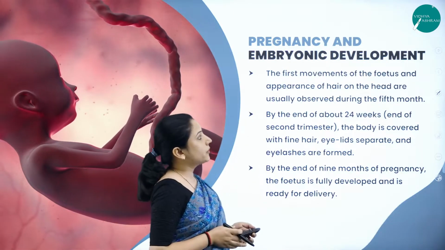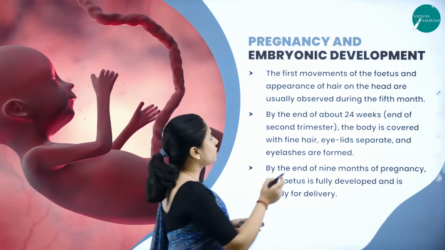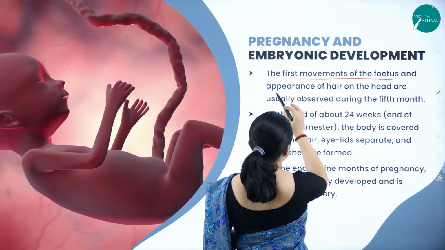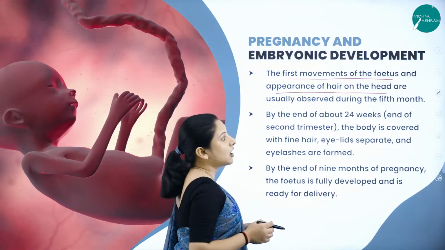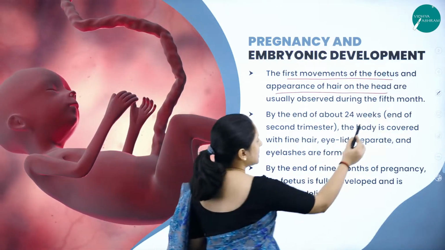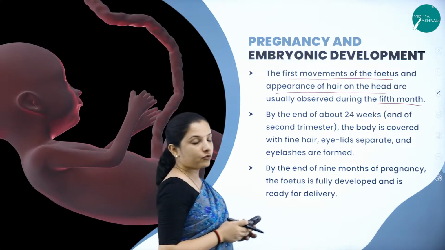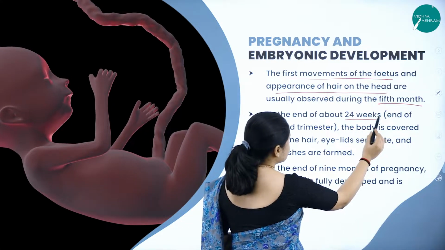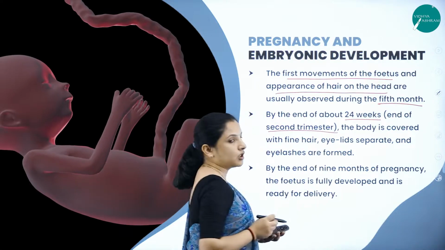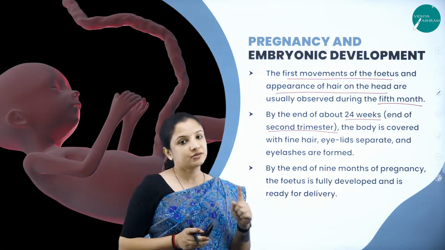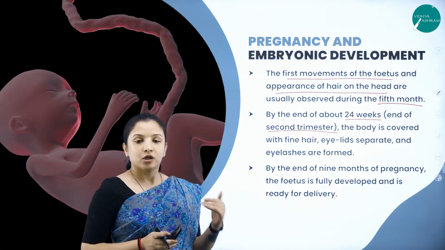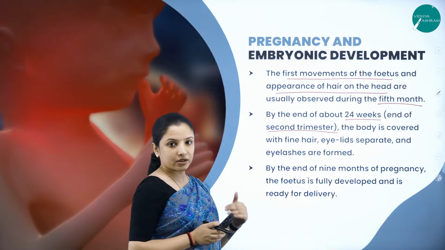And the first movement of the fetus, along with the appearance of hair on the head of the fetus, are usually observed in the 5th month, and by the end of about 24 weeks of pregnancy, that is at the end of the 2nd trimester. When it is 12 weeks, the first trimester will come to an end. At 24 weeks, the 2nd trimester will come to an end.